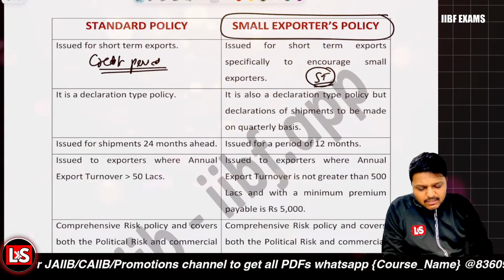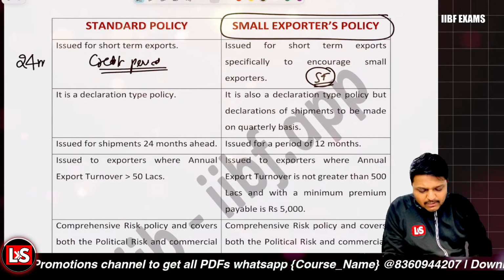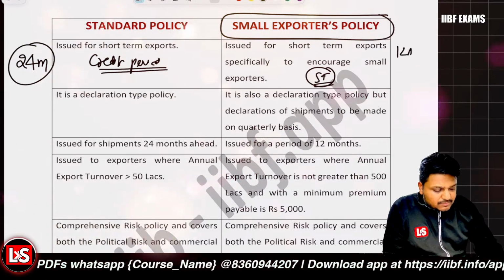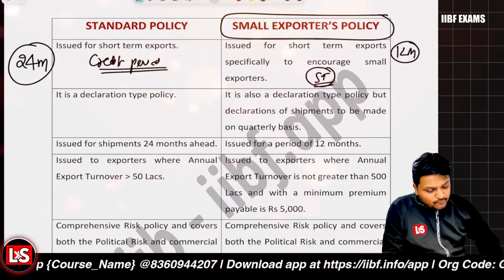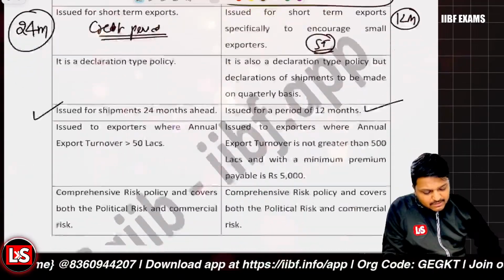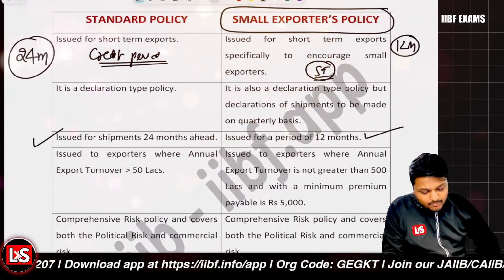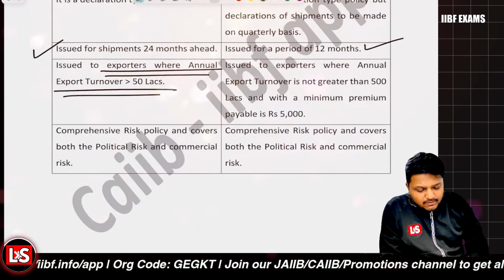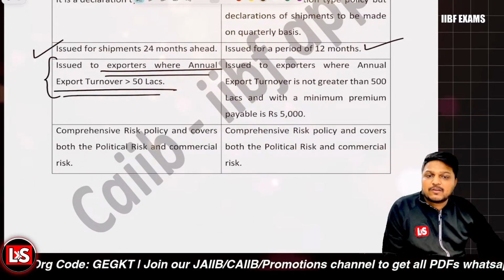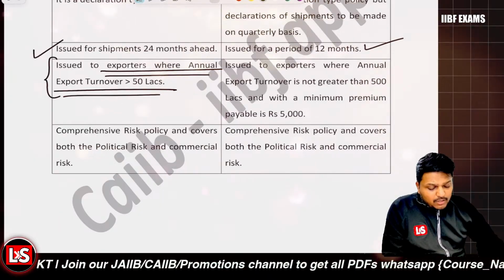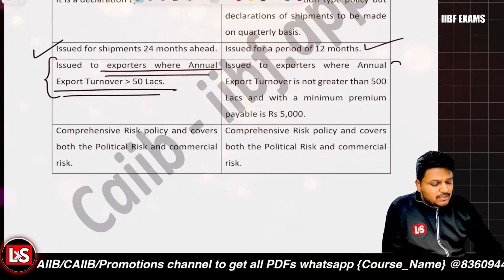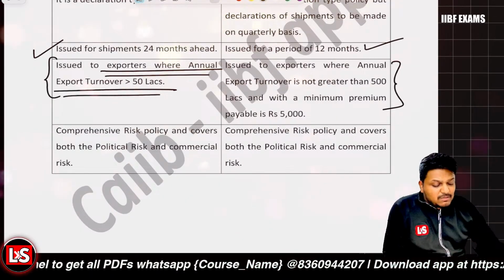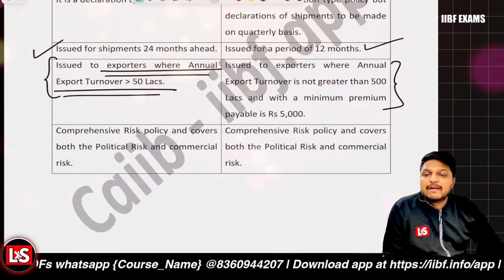The standard policy is available for 24 months, right? And the small exporter policy is issued for a period of 12 months. The standard policy is issued to exporters where the export turnover is greater than 50 lakh rupees. And further, if your overall turnover is not greater than 5 crore rupees, you can avail the small exporter policy, and the minimum premium payable will be 5,000 rupees.